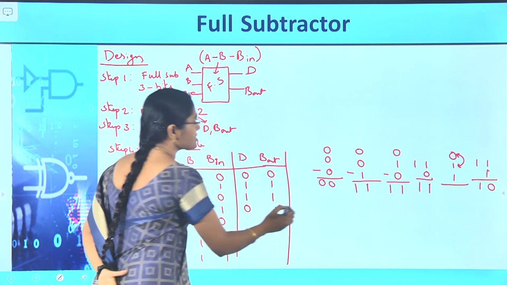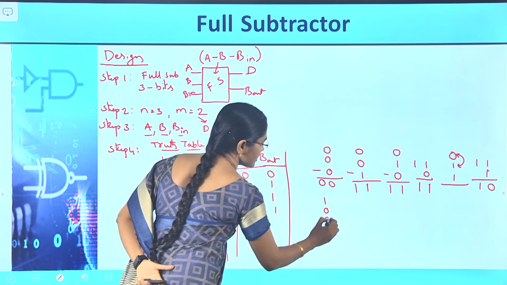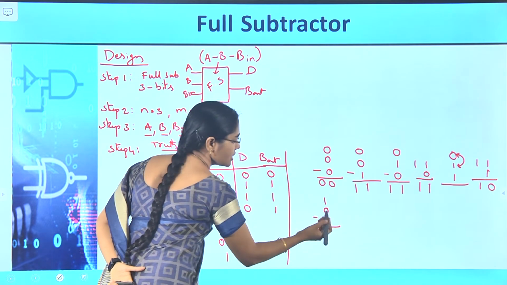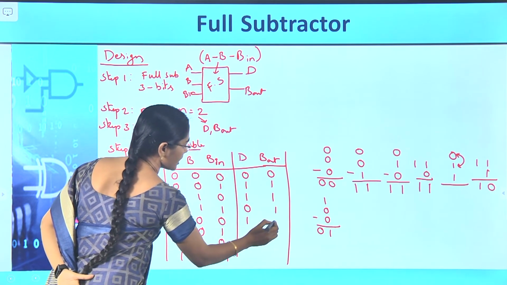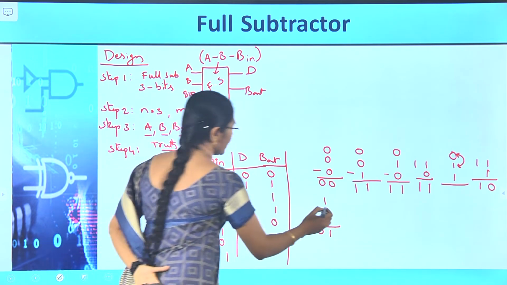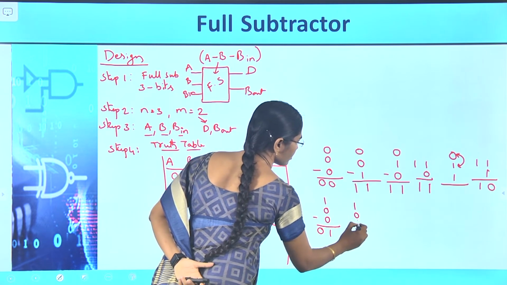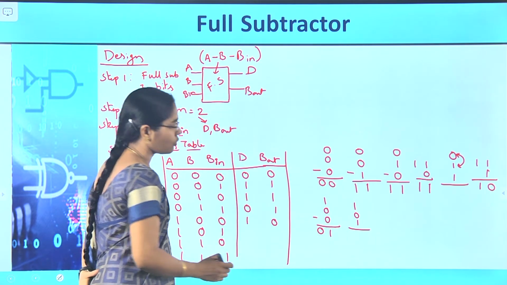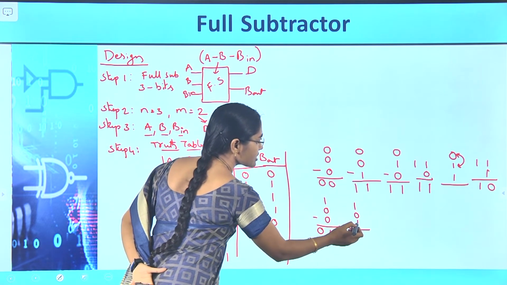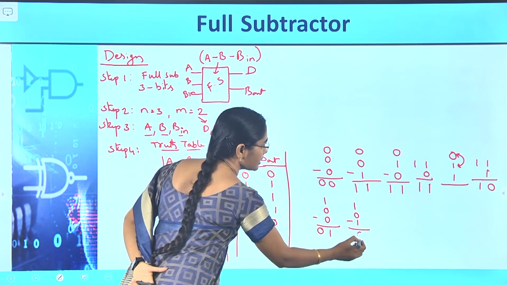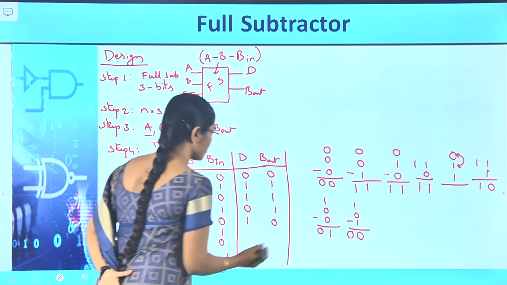Similarly, the next combination 1, 0, 0. If we do this, just difference 1 and borrow 0. So for this difference 1 and borrow 0. Next combination is 1, 0, 1. 1 minus 0, difference 1 and borrow 0. Then from that if we subtract 1, then difference 0 and borrow 0.